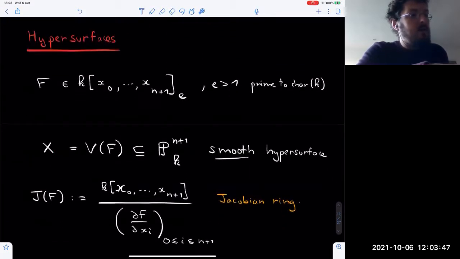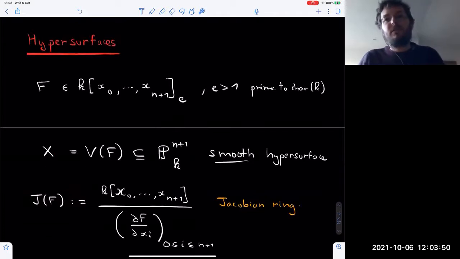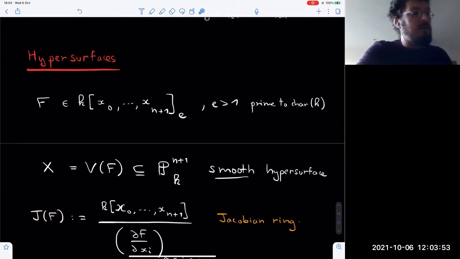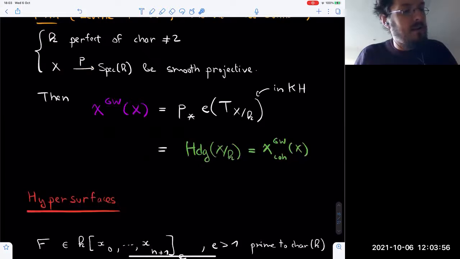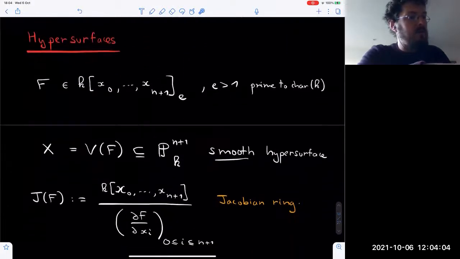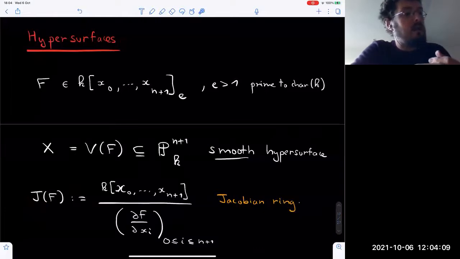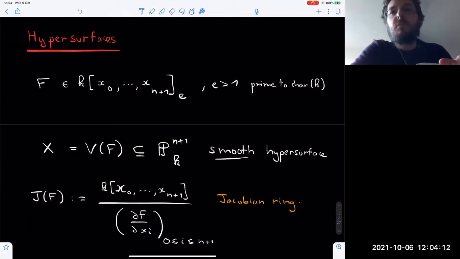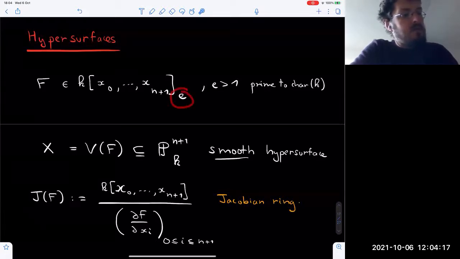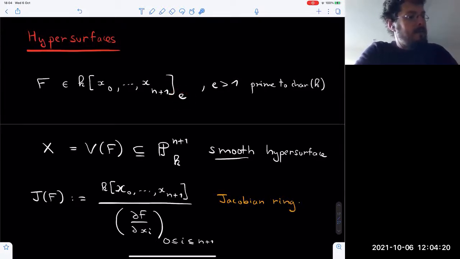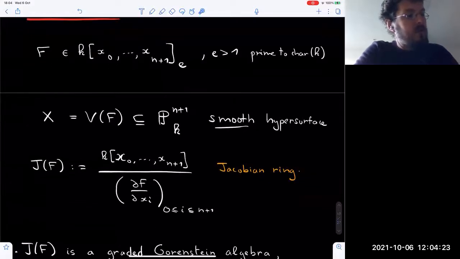So now let's look at a concrete example of this computation. I mean, okay, this gives you a formula, but you still need to identify what this is in concrete cases, and this is not so easy. But there is one class of examples where it can be done, and it gives a nice formula. It's the case of smooth projective hypersurfaces. So you start with some homogeneous polynomial of degree e, which is prime to the characteristic, and you assume that it defines a smooth hypersurface in P^(n+1).